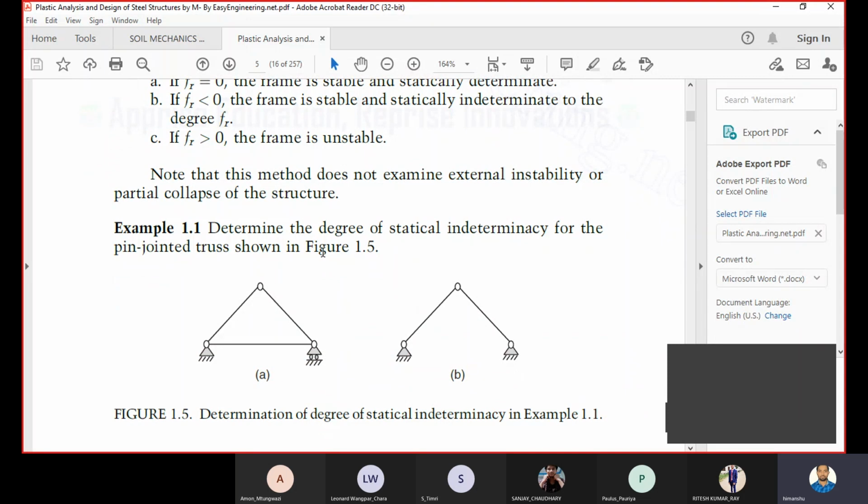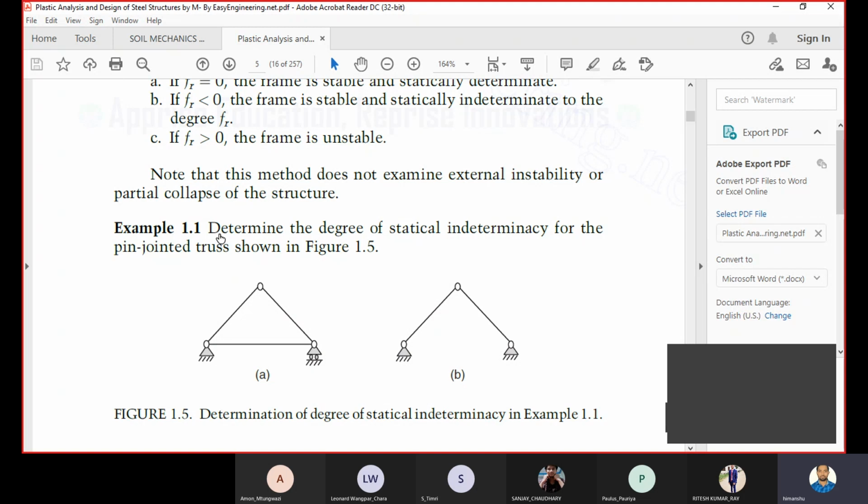This example is there. Okay. This is a triangle shape. Okay. This is only a triangle. And this is a pin jointed truss. Okay. Pin jointed means they are either joined by screws, nut bolts, or rivets. So this is a pin jointed truss.